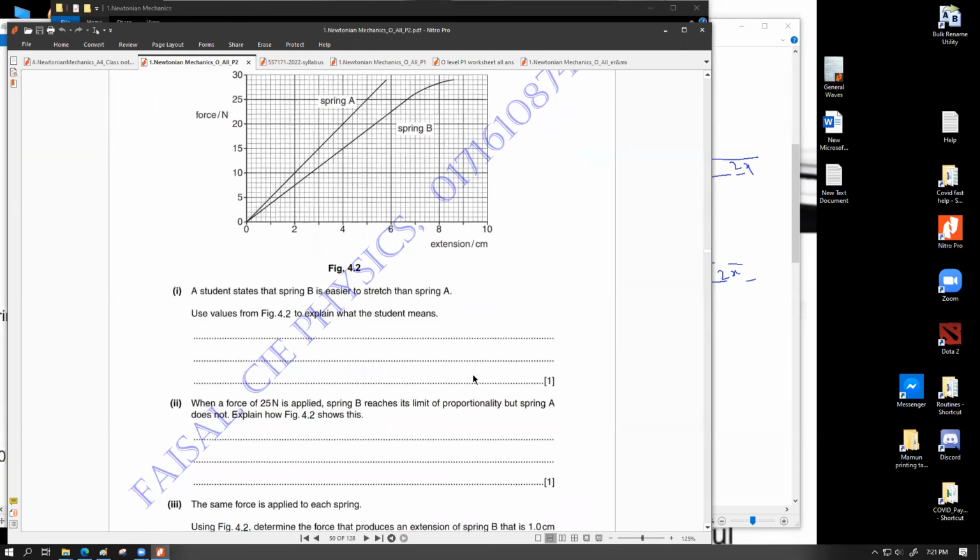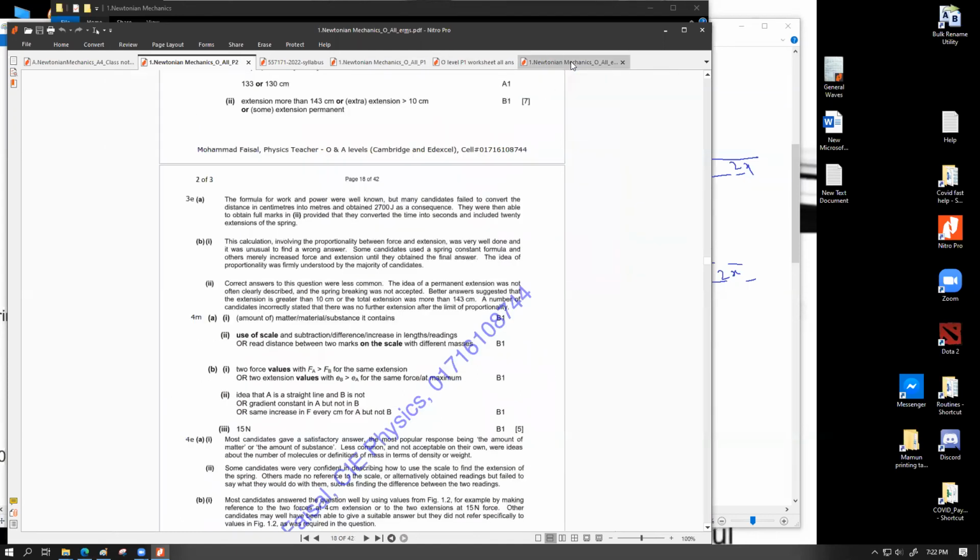You could write in your own words. I think I said too many sentences for a question for a mark of 1. Let's have a look at the mark scheme. How did they articulate this answer? Idea that A is a straight line and B is not, or gradient constant in A but not in B, or same case in F or same. Okay, yeah, any of these 3 are good. I actually talked about both of them.